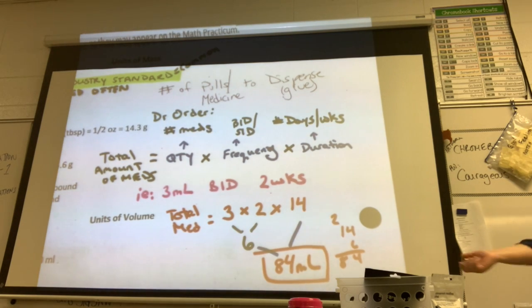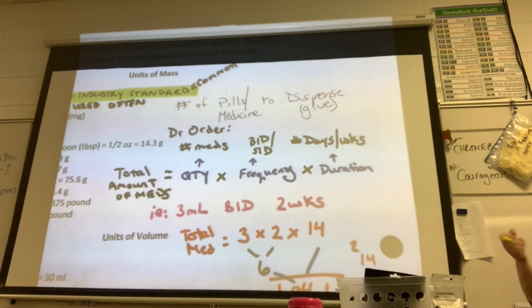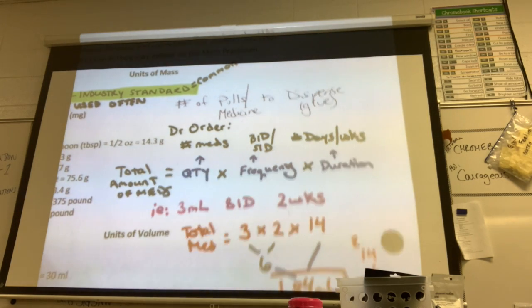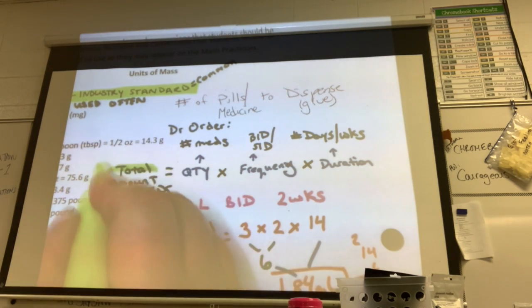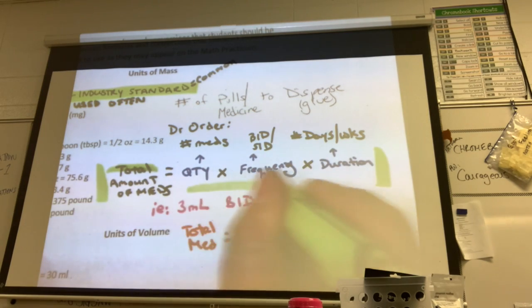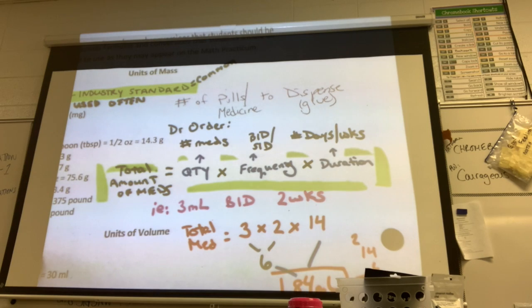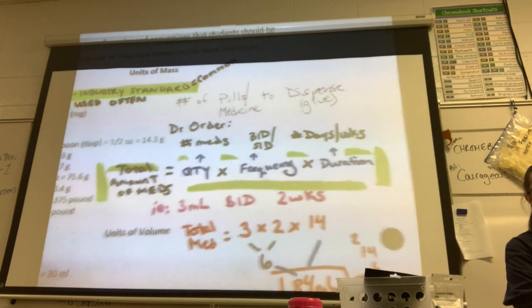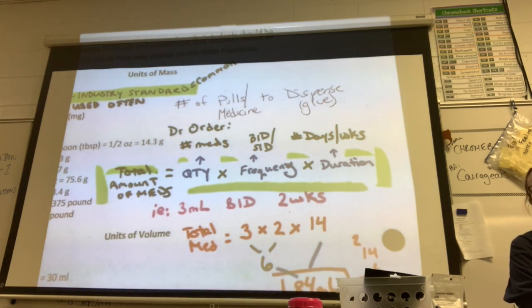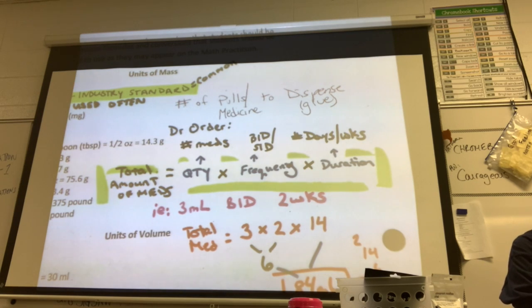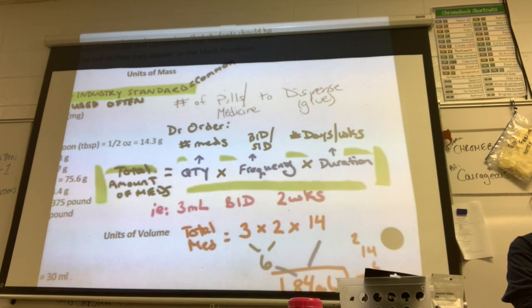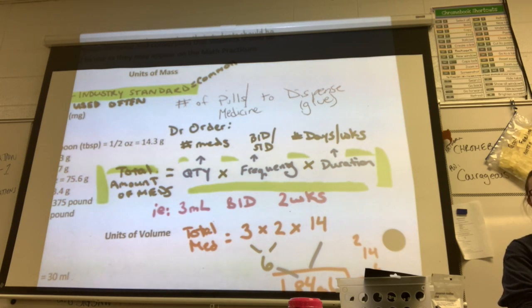So your cheat sheet is that formula. So that's your formula, right? You know how in math class sometimes you get your formula sheet? This is our formula. Our formula is the quantity, times the frequency, times the duration is going to give us the total medication to dispense.